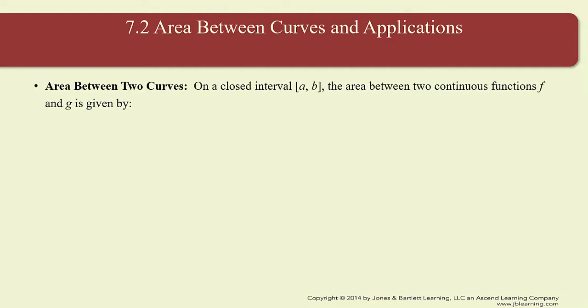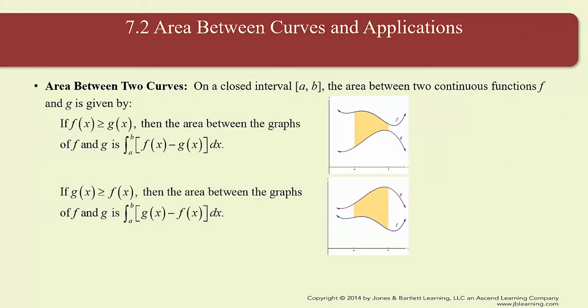Let me write this down like in a definition. Area between two curves. So on a closed interval a, b, the area between two continuous functions f and g is given by, well, this mess. So notice, that's two different cases. Well, what if function f is above function g on the interval? Then we integrate from a to b f of x minus g of x dx. And then the second figure is like, well, what if function g is above function f? Well, then we would integrate from a to b g of x minus f of x dx.